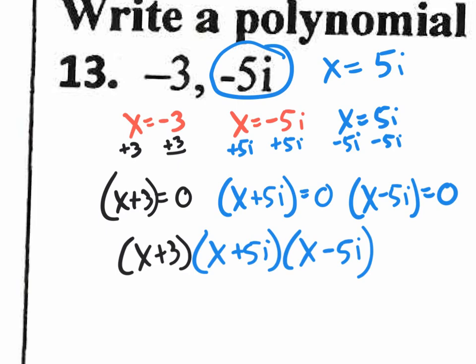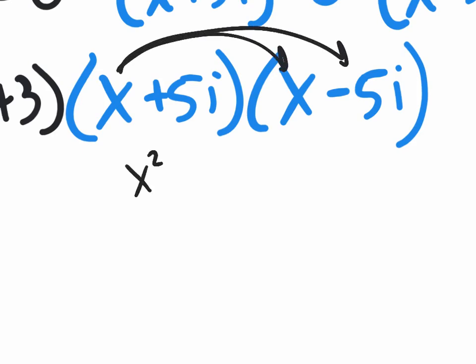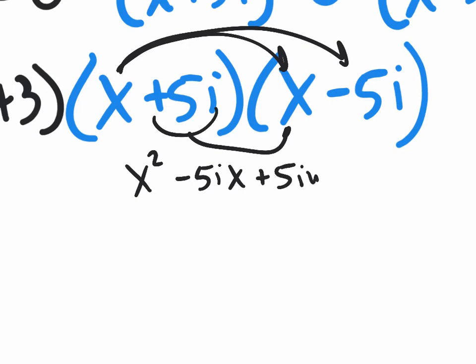Now, please begin distributing the imaginary binomials, because after all, they are conjugates of each other. What does that mean? That when you distribute, the imaginary values are going to disappear. x times x, x squared. x times negative 5i, let's just put them together: negative 5i with an x. Positive 5i with an x, multiplied, just put it together: positive 5i with an x. And last but not least, positive 5i times negative 5i, it's a negative 25i squared.